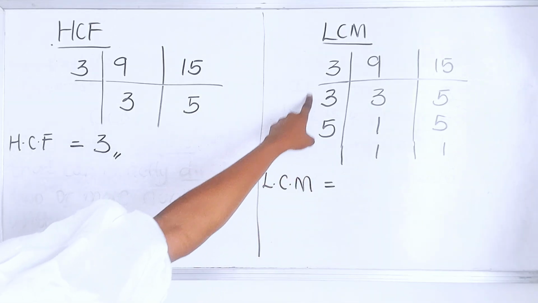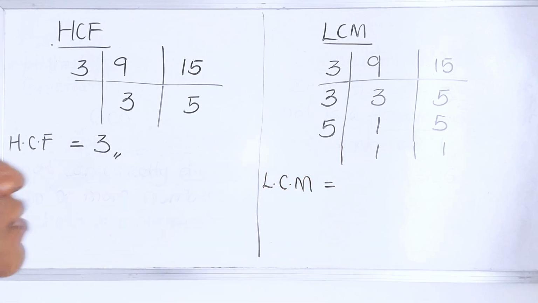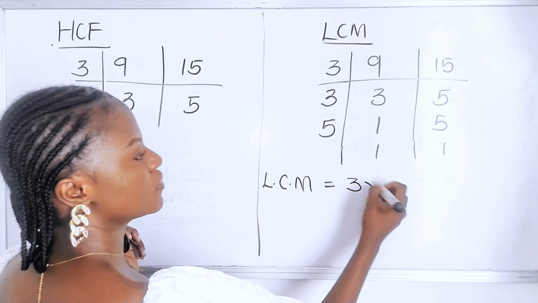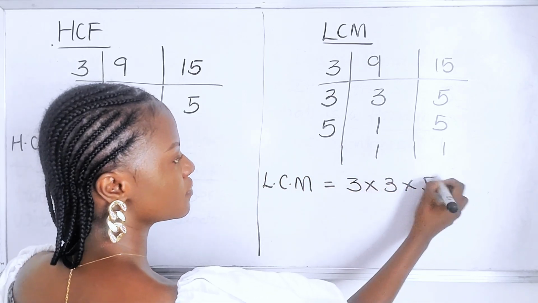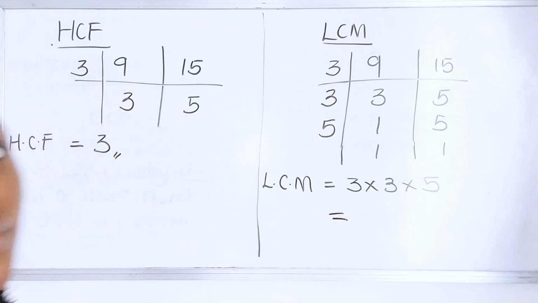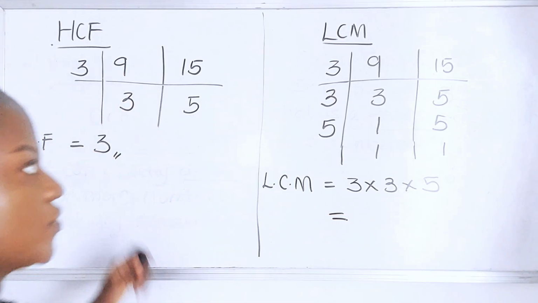Now we multiply all the numbers that we used to divide. So you have 3 times 3 times 5. 3 times 3 is 9. 9 times 5 is 45.